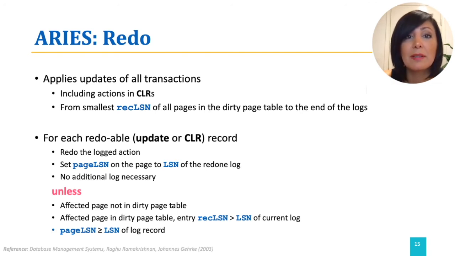First, if the affected page is not in the dirty page table. Second, if the affected page in the dirty page table has a pointer to a log with a larger log sequence number than the current log record shows. And third, if the page LSN of the dirty page is larger than or equal to the LSN of the examined log record. Note that all of these conditions show that the changes to this page are already written to the disk. Therefore, it means that there is no need to do it.